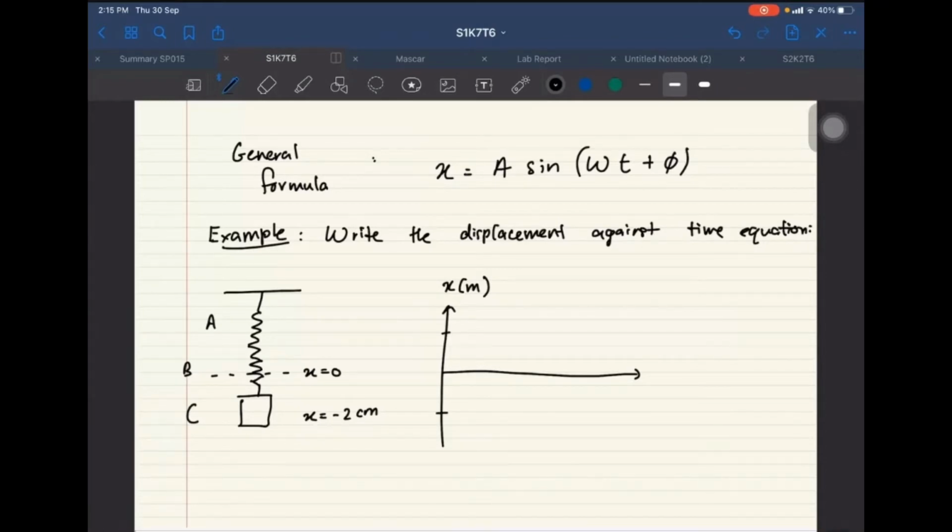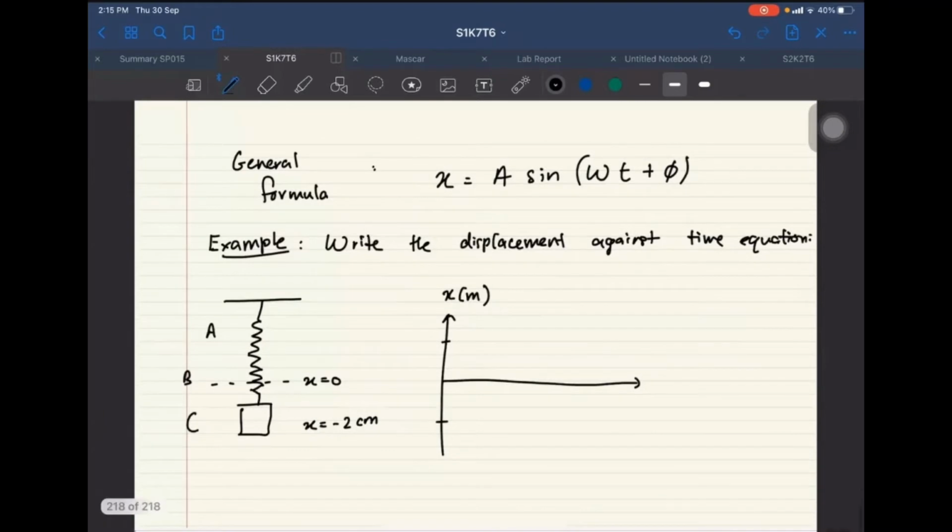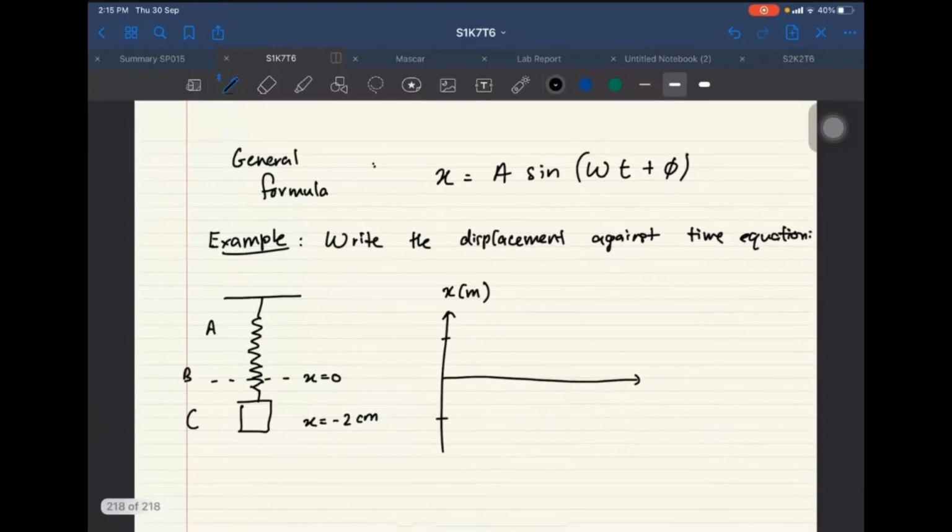Guys, kat mana? Initial position dia, maksudnya bila dia lepaskan dia daripada mana? Daripada bawah A ke B ke C? Daripada C. Sebab dia lepas kat bawah lah kan, takkan tiba dekat A pula. So the moment dia lepas tu, that is when the T is equals to 0. So dekat bawah sini T is equals to 0.